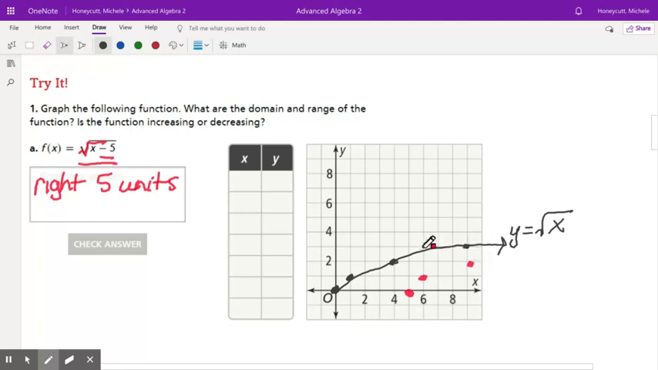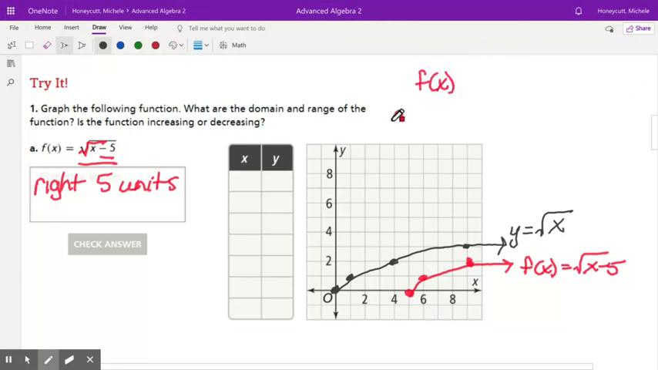And then it looks like I'm off the graph. So then I will draw that. And I'll label it f of x equals the square root of x minus 5. Then I'm asked, what are the domain and range of the function, and is the function increasing or decreasing? So the function they're referring to is the f of x, my new function in red that I graphed.